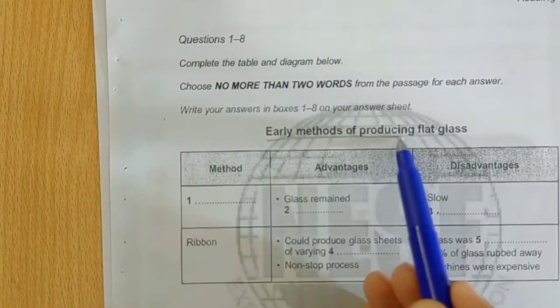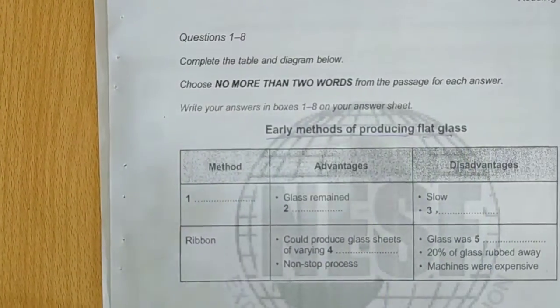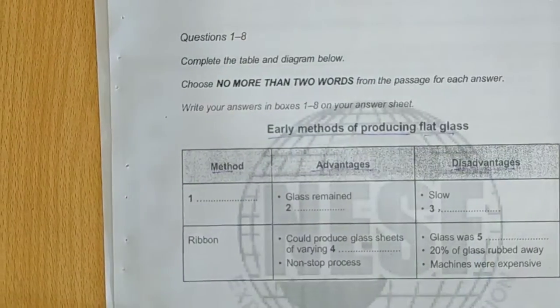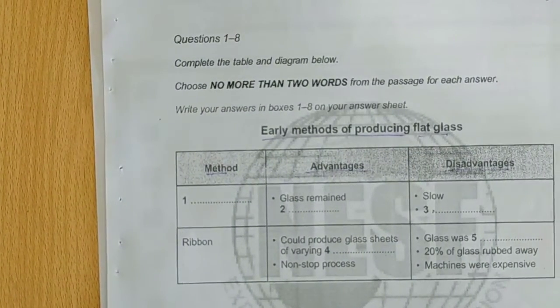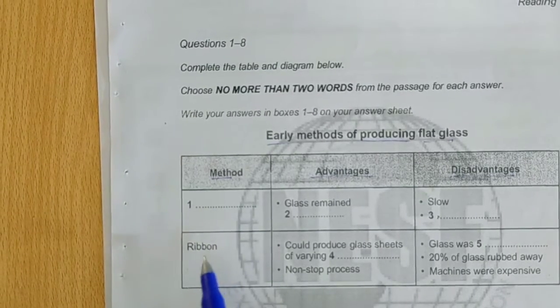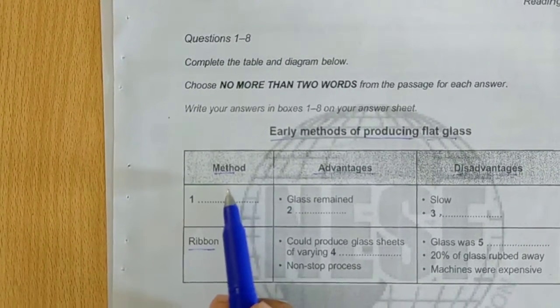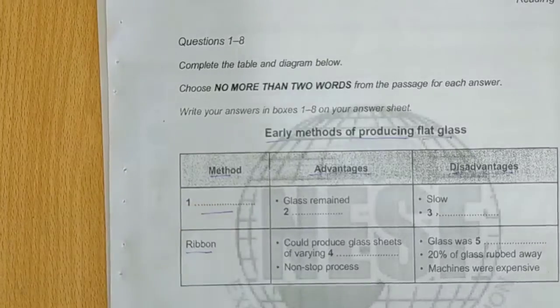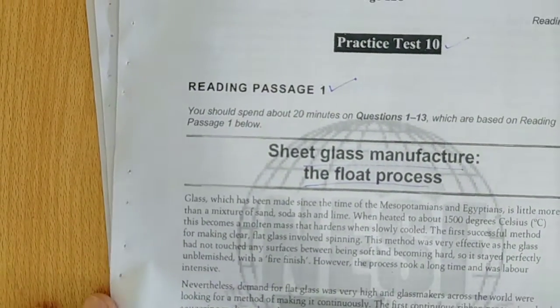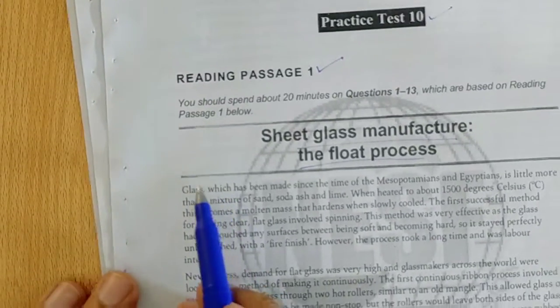Early method of producing flat glass. Method, advantages, disadvantages. Second method is ribbon, and the first method we will have to determine. So we will start from the first paragraph.